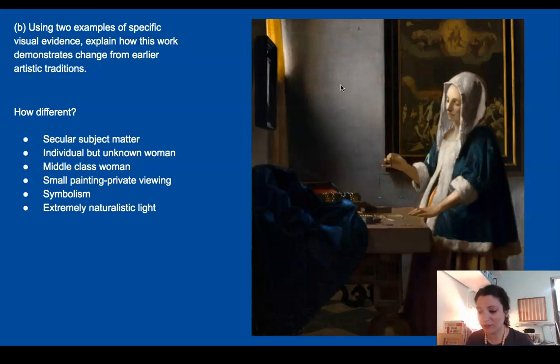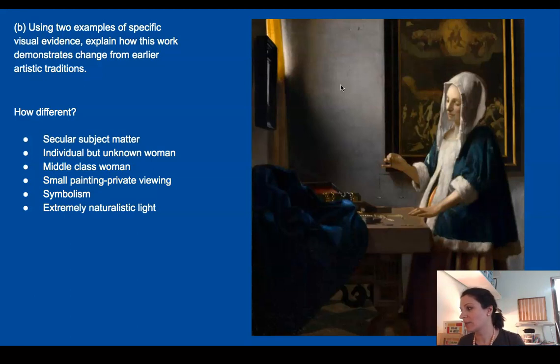It is a genre scene. It is a scene of everyday life. And now this fits into the tradition because that was a Northern European tradition, but that tradition is unique from the rest of Europe. And so the fact that it is just, quote unquote, just a woman holding a balance, and we don't know who this woman is. She seems to be an individual person, but who she is, we don't know, and that isn't the point here.